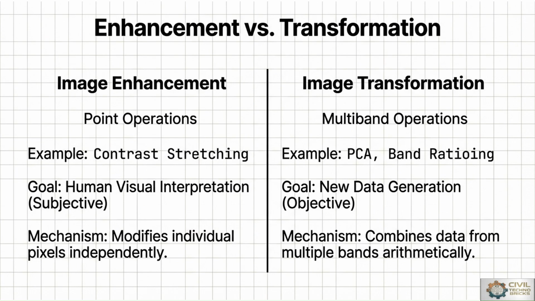Enhancement versus transformation. How image enhancement works with reference to image transformation. So image enhancement modifies existing pixel values primarily for better visual interpretation. Image transformation mathematically combines multiple bands to generate new information. Enhancement is subjective and focuses on image appearance, while transformation is objective and focuses on extracting physical and analytical information.